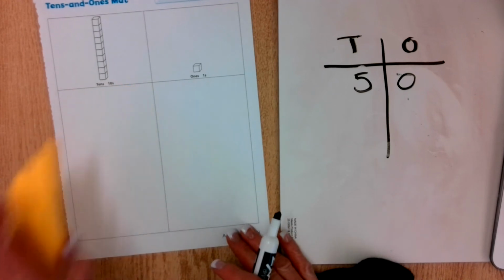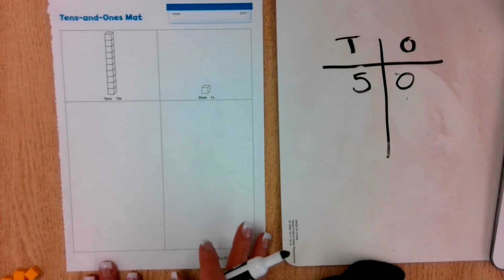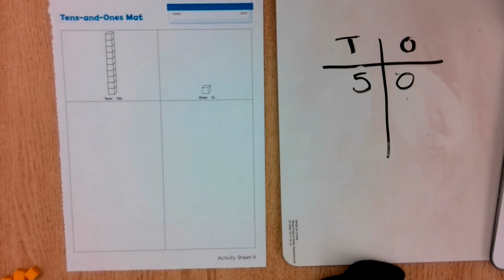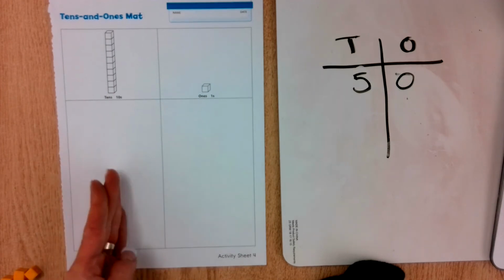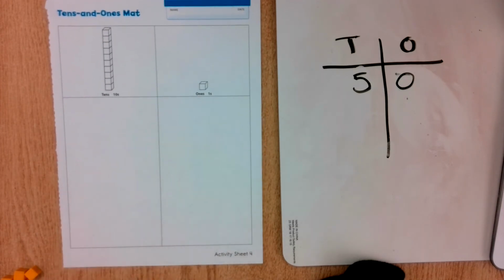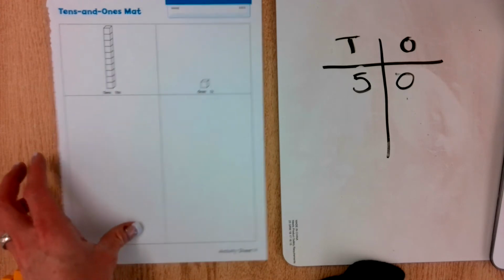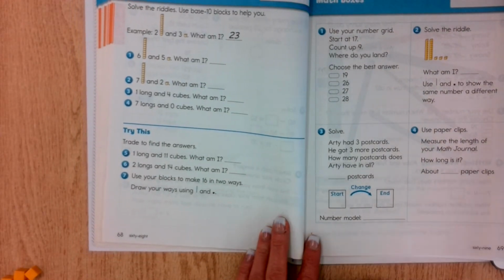All right, nice work. So again, remember, digits are the numbers. You've got the 10s and the 1s. 10s are also called longs. 1s are also called cubes. So we have pages 68 and 69 to do in our math workbook.